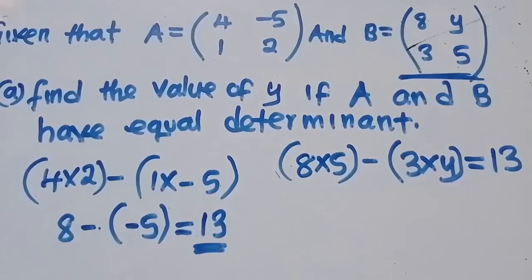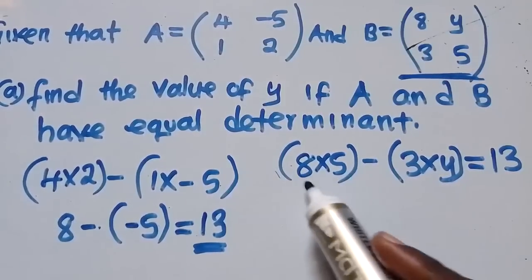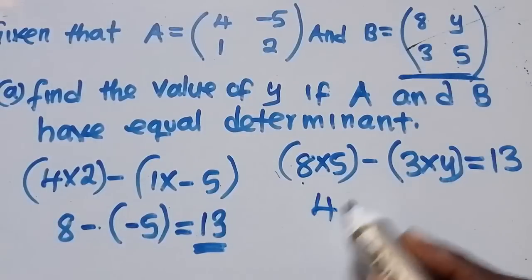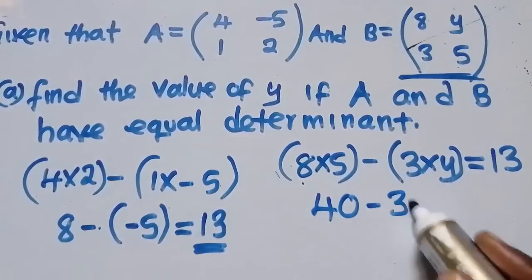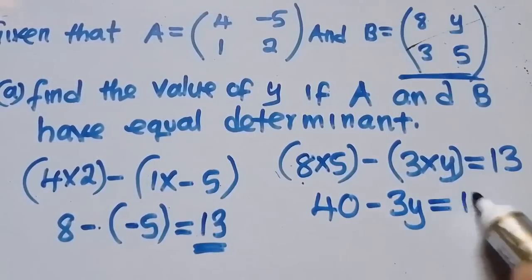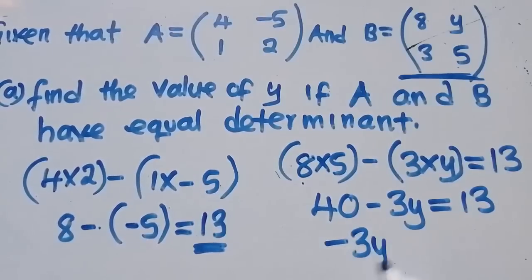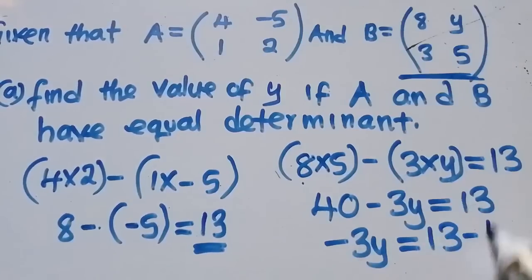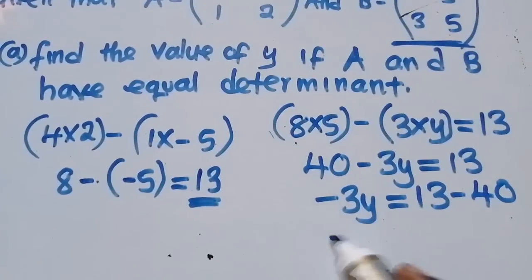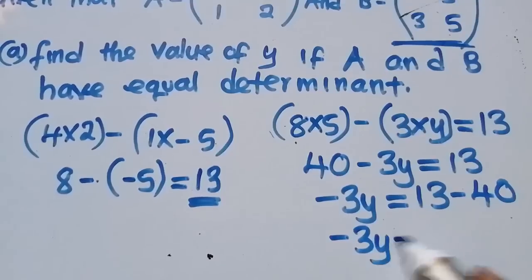This is what you need to get. Here you say, what answer are you getting there? You're getting 40 minus 3y, which is equal to 13. Then group like terms: negative 3y is equal to 13 minus 40, when it crosses, like this. Where you continue and say negative 3y is equal to.